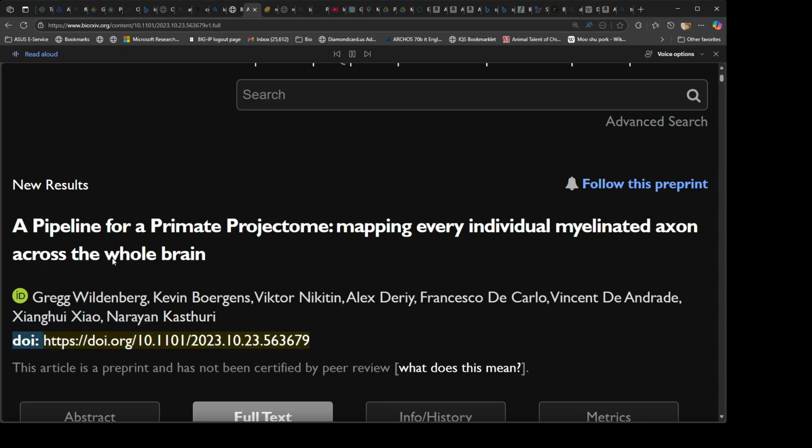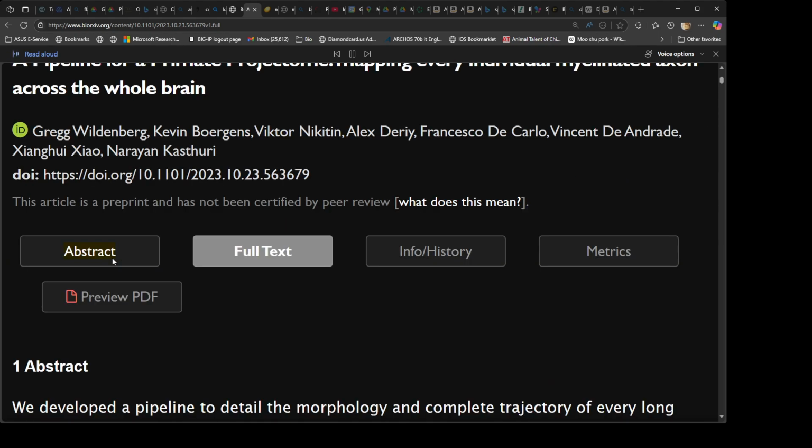DOI https://doi.org/10.10.2023.563679. This article is a preprint and has not been certified by peer review. What does this mean? Abstract. Full text. Info/history. Metrics. Preview PDF.